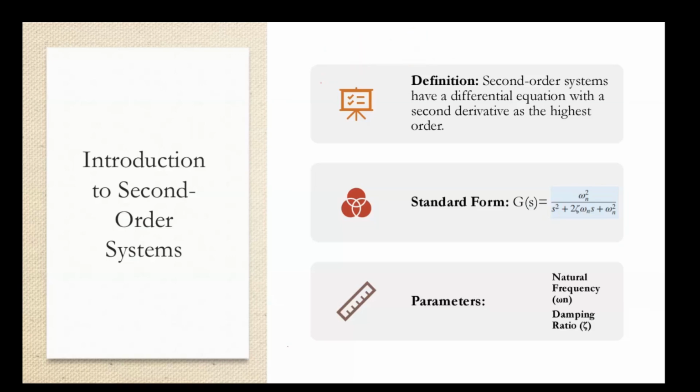So the standard form of a second order system is omega n square divided by s square plus 2 delta omega n s plus omega n square, where omega n is the natural frequency of oscillation and delta is the damping ratio. We will see the definition of omega n and delta in the next slides.